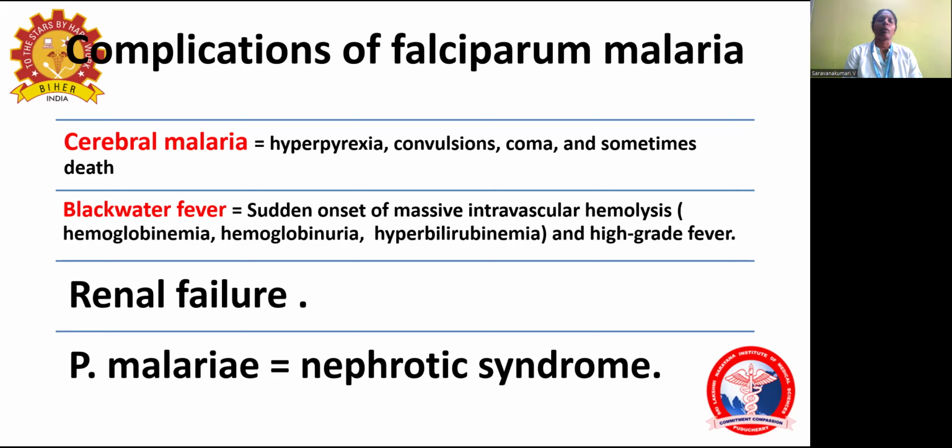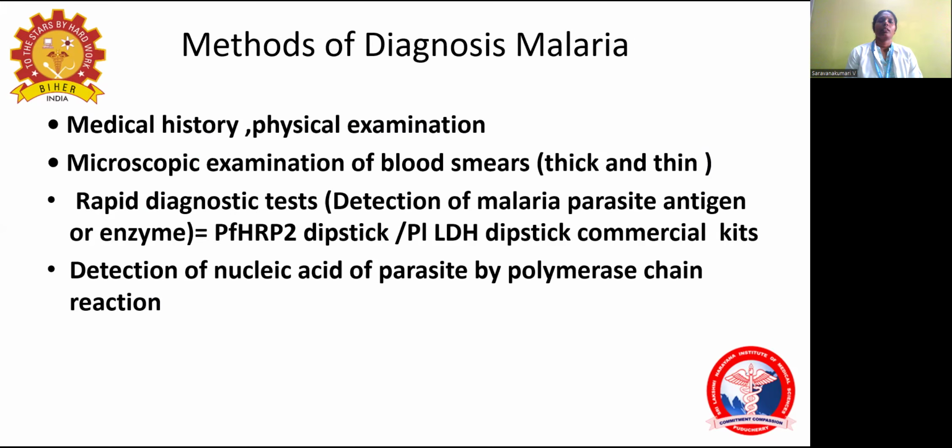If there is renal involvement, there can be renal failure. Plasmodium malariae can lead to nephrotic syndrome. So these are the complications of malaria. They include cerebral malaria, black water fever, renal failure, and nephrotic syndrome with Plasmodium malariae. So far, we have done the clinical features and complications. Now we are going to the methods of diagnosing malarial parasites.